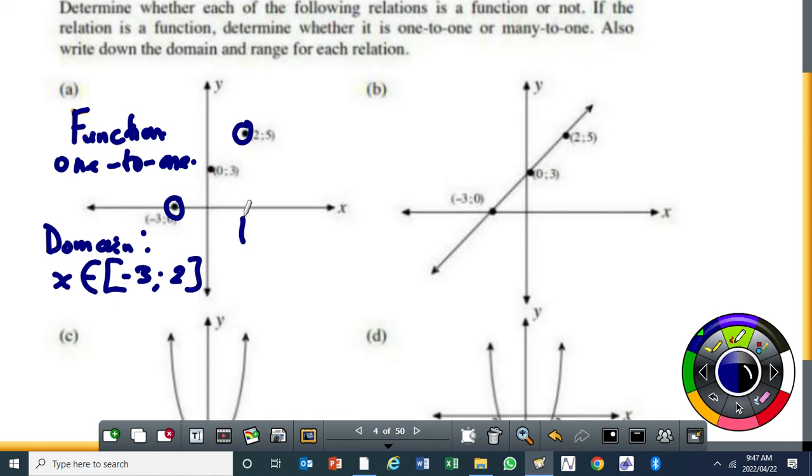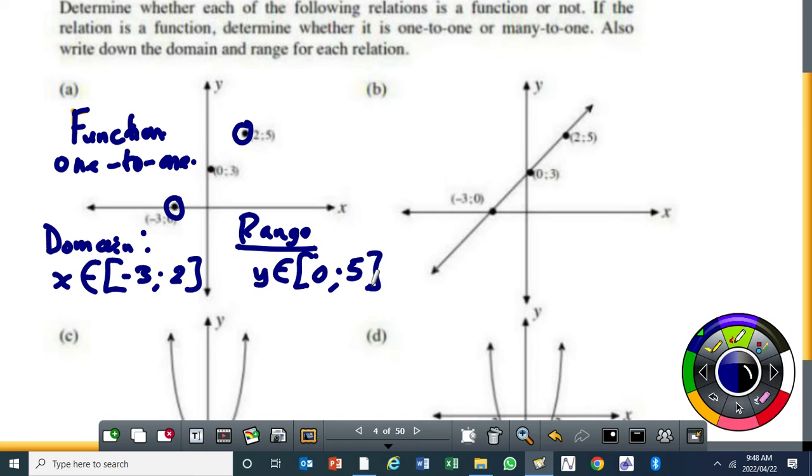Then the range. You identify the minimum, which in this case is 0, and the maximum is 5, so y is an element, starting from y equal to 0 up to +5. This is not new. You did range and domain in grade 10, and in grade 11 as well. But let's come to the linear function.